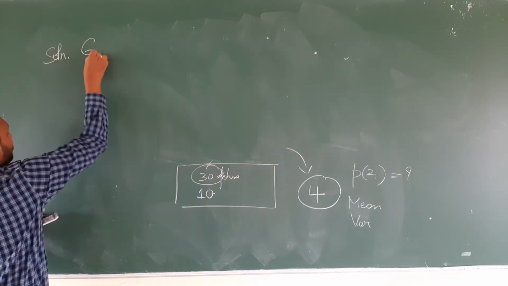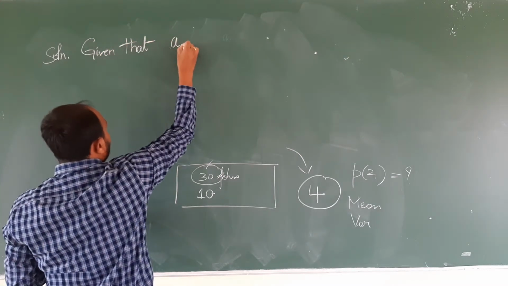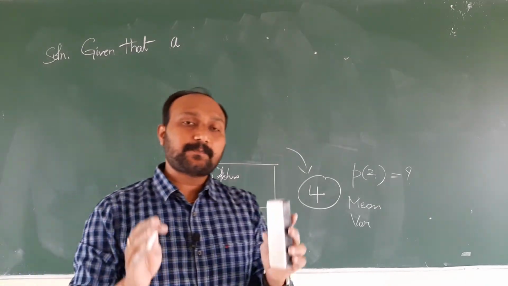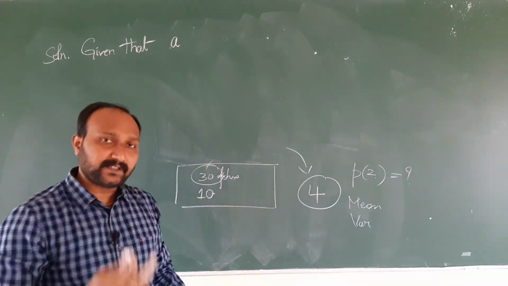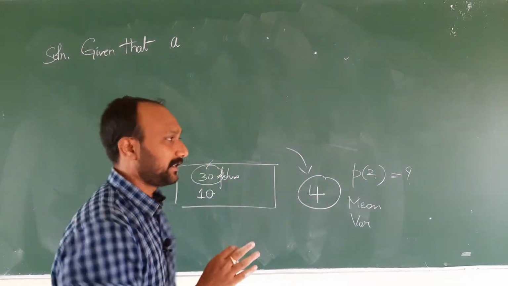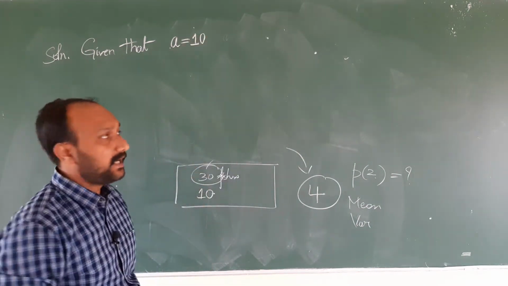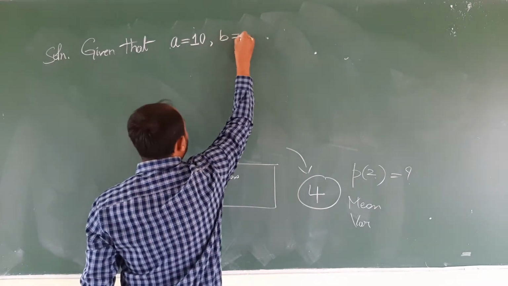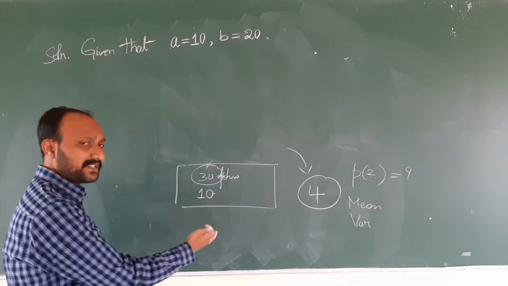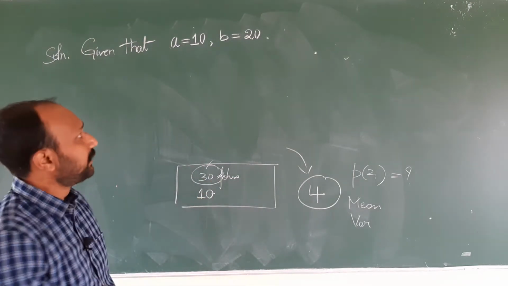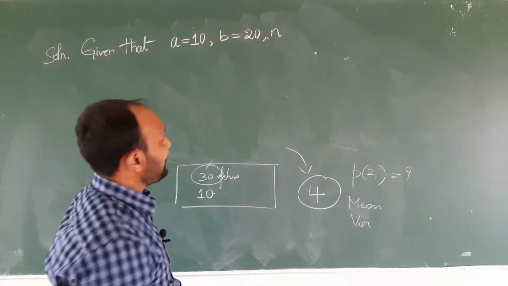Solution. Given that, what is given? A, that is the number of units which possess a particular characteristic. Here there are 30 fish. Out of 30 fish, only 10 fishes are marked. That is one characteristic. So, A is 10. Then what about B? B is equivalent to 20, because we know how many fishes are there in the pond. So, B is equal to N minus A, that is 20. And we also know what is n.